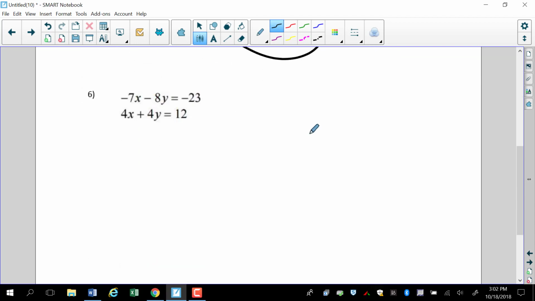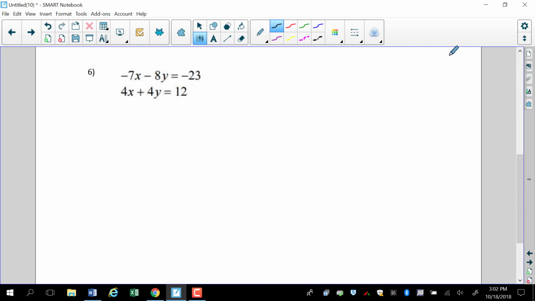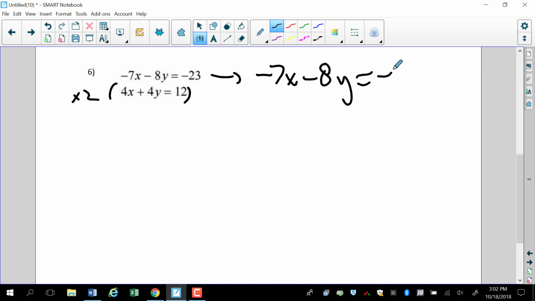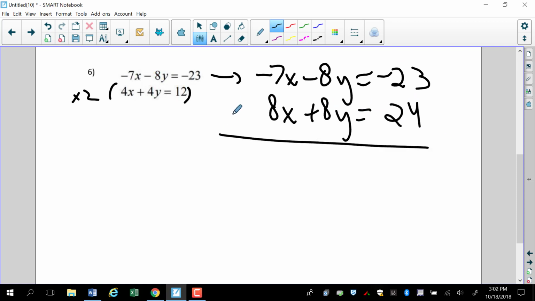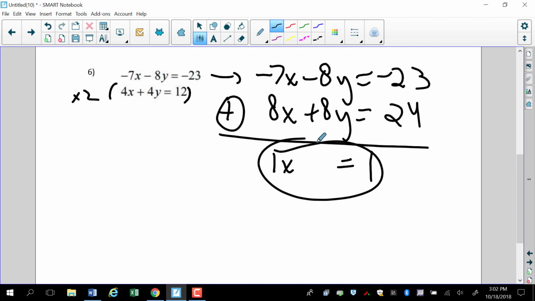So try one more. And this one, again, we have a choice, but I'm going to go with this one now. I'm going to double this bottom equation here to match it up with this top equation over here. So I'm going to take this one and multiply it by 2. So I'll keep this one, negative 7x minus 8y equals negative 24. And the other becomes 8x plus 8y equals 24. Signs are different, so we're going to add. Remember, signs are the same, we subtract. If they're different, we add. We get 1x equals 1. It does not get any easier than that.